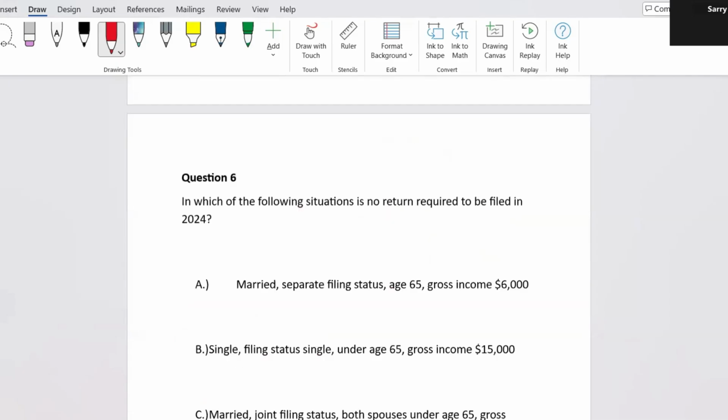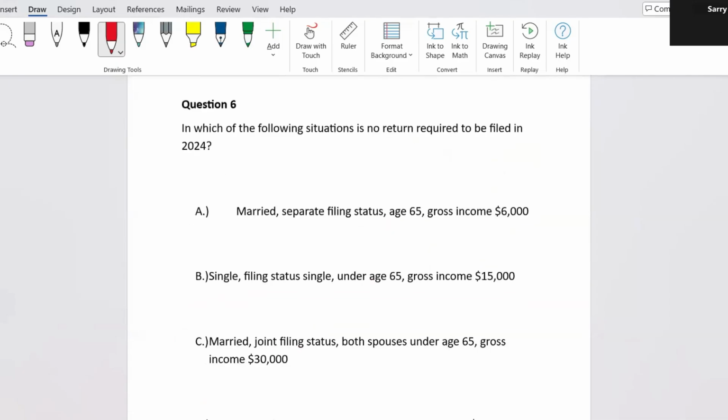Okay, which of the following situations is no return required to be filed in 2024? So the easy thing to remember is if your income is at least the standard deduction, then you need to file a tax return. Or, so I'll write it in right here. So it's at least the standard deduction. Or net income from self-employment is $400 or more. So it's kind of a two-part thing. So let's go through each of these.